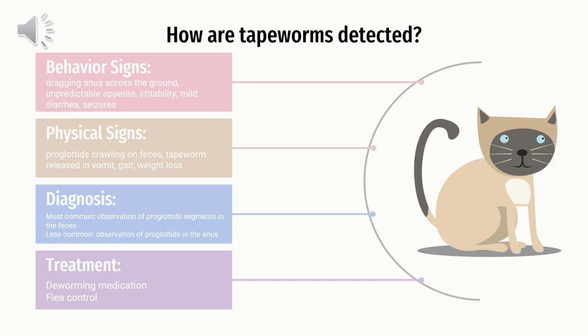Tapeworms are treated by deworming medication, an anthelmintic that takes the form of a tablet for at-home treatment and injections for veterinary treatment. In cases where reinfection occurs frequently, the cat should be administered regular flea control or prevention treatment.